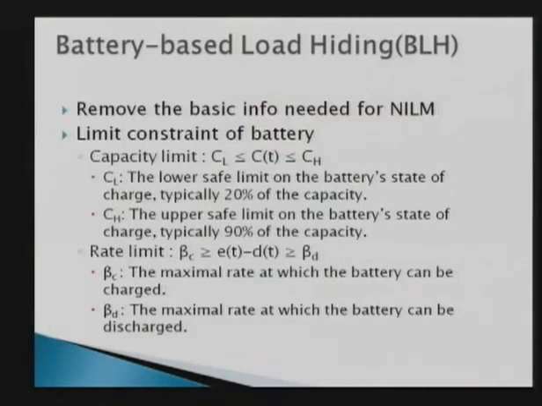So the battery cannot always be charged to full. The upper bound safe limit of the battery state is 90%, and the lower bound is 20%. There should also be a limit on the charge or discharge rate of the battery. We call them beta C and beta D, and we assume these two numbers are the same. So now the problem becomes that we have such a limited battery and we have the load profile. What can we do with such things?